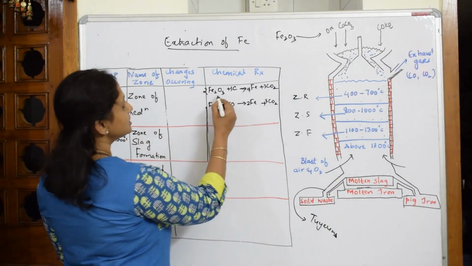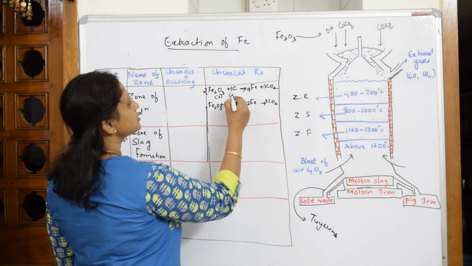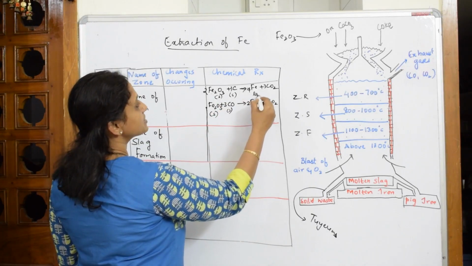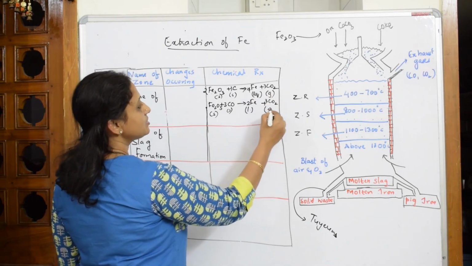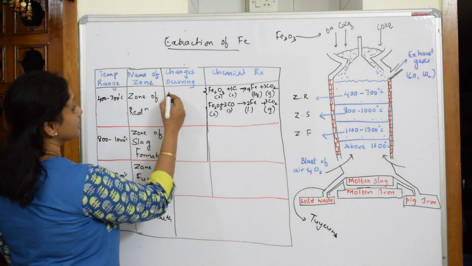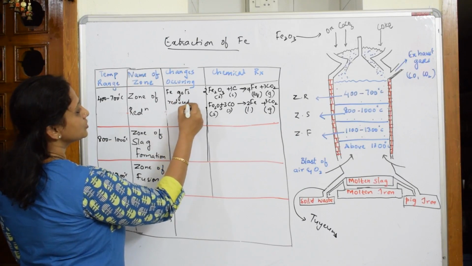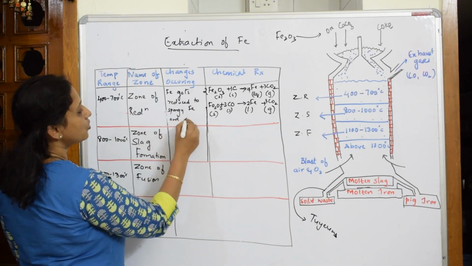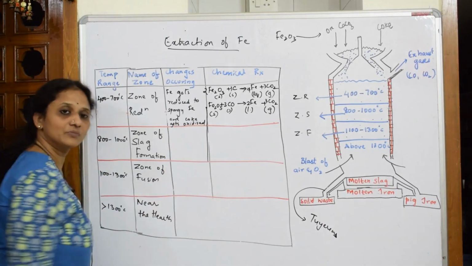So let us write the physical states. Here iron oxide is solid state. This is very important. Coke also is solid. Then iron becomes liquid state, and this becomes gaseous or vapor state. Important thing, what should you write? What is the change occurring here? Iron gets reduced to spongy iron and coke gets oxidized. This is what you have to write. Simple. That's the first zone.